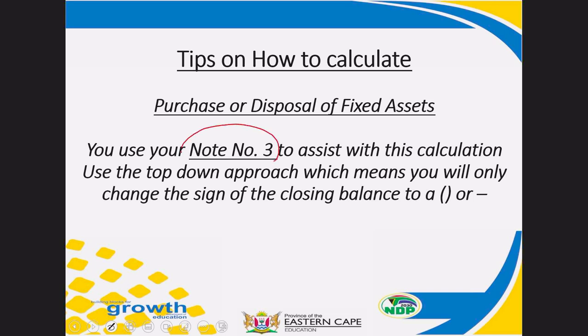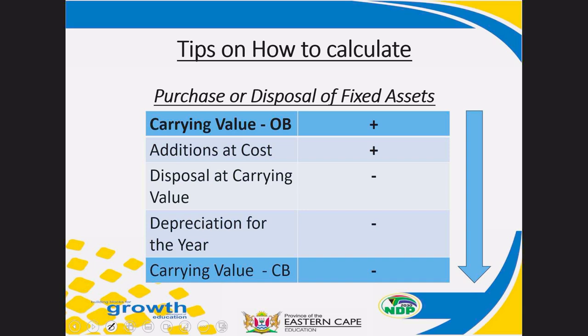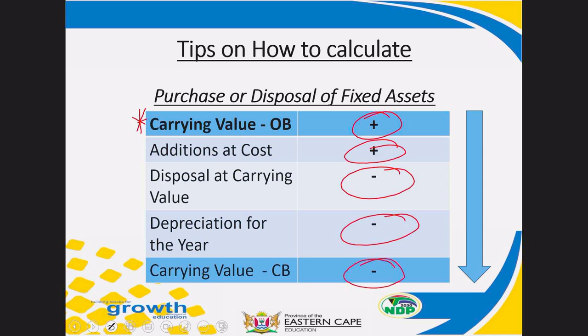Okay? Then we move on to the next one, purchase or disposal of fixed assets. You're basically going to use your note number 3 of the financial statements to calculate this one. Okay, here is a table that I've created. Opening balance, remember here it will just be the carrying value that you're going to add as a positive. Then additions will still be positive, disposals negative, depreciation negative, and then the carrying value at the end is the only one you change the sign for. You will then indicate whether you calculate this one or this one. The signs will remain the same except for the closing balance.